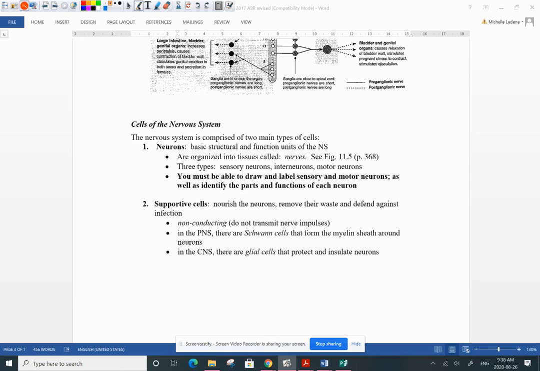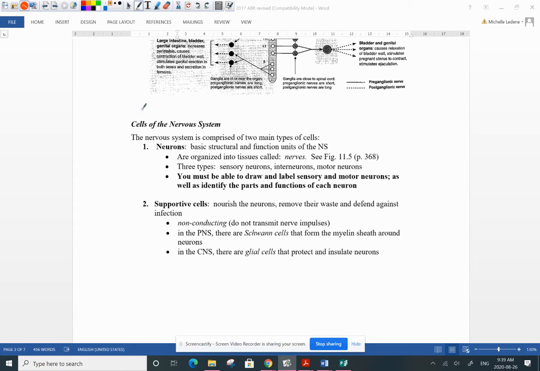So the three types of neurons that you have to know about are the sensory neurons, the interneurons, and the motor neurons. Not only do you need to know what they do, but you're going to have to be able to draw and label these out and know the different parts of the neuron and its function. There are supporting cells as well, and these supporting cells help nourish the neurons, and they're not conducting, they're not going to transmit nerve impulses. And there are different ones depending on whether you're in the PNS, the peripheral nervous system, or in the CNS.